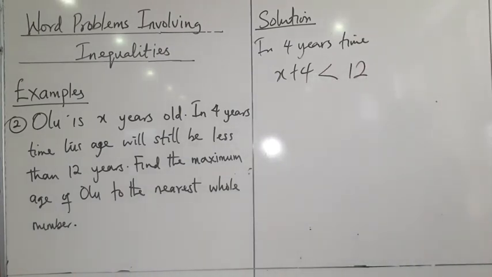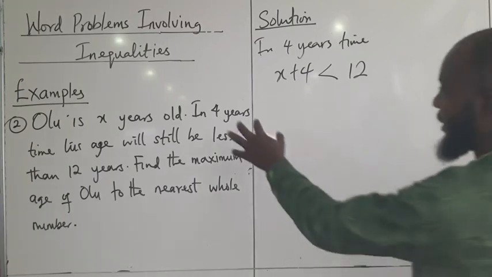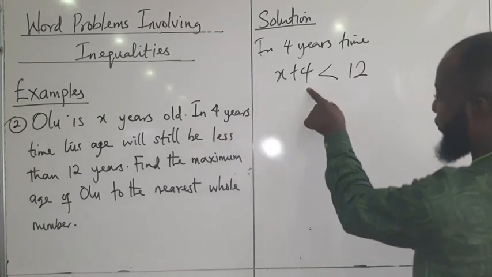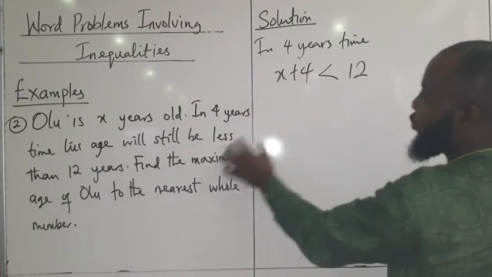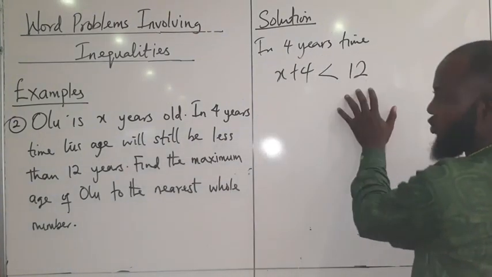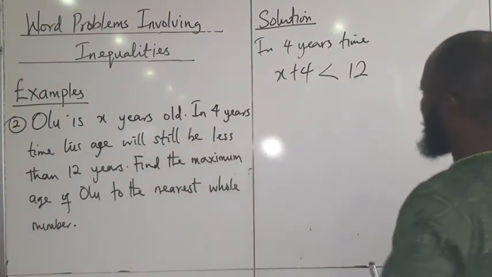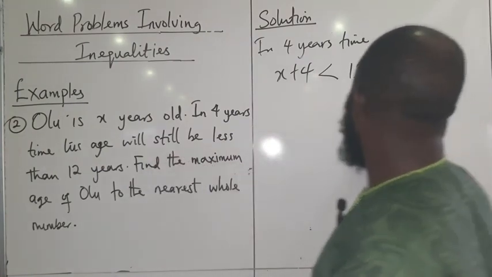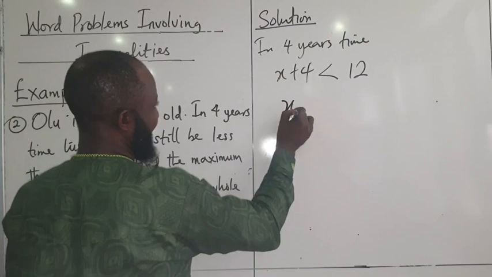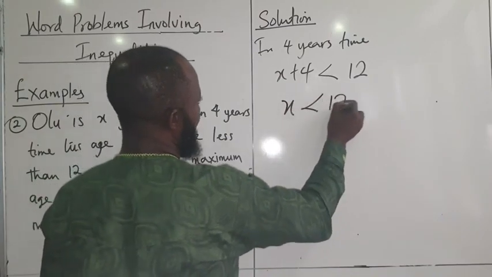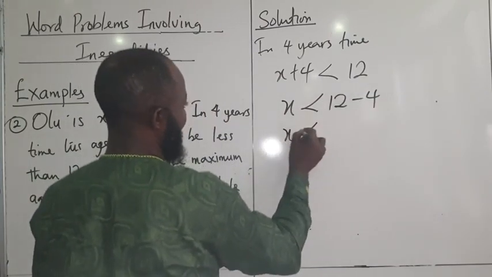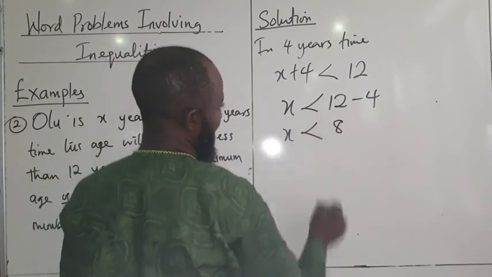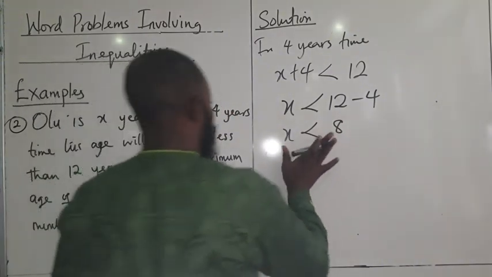Do you understand the interpretation? Let me repeat that again. In 4 years' time, that is X plus 4, this age will still be less than 12. So find the maximum age. But first, before we come to this interpretation of find the maximum age, let's solve this first. So this will be X less than 12 minus 4. That means X less than what? 8. I hope that is clear. So X is less than 8.